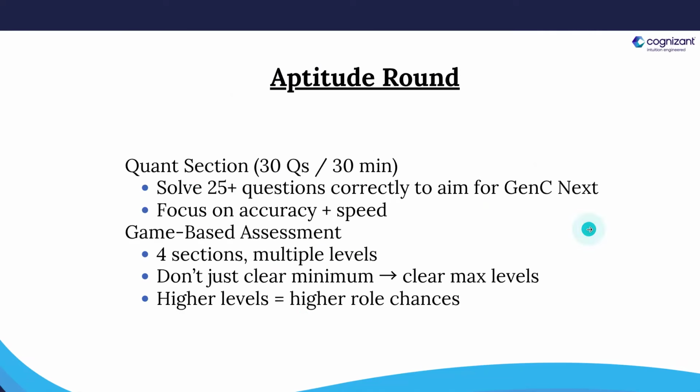Now coming to the aptitude round. It is also a very important round because you are going to get 30 questions, and if you can solve 25 plus questions, then you can aim for the GenC Next role, and about 15 to 25 then you can get the GenC and GenC Pro role.